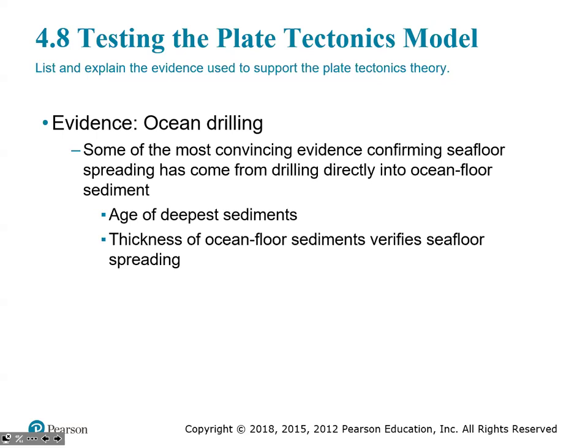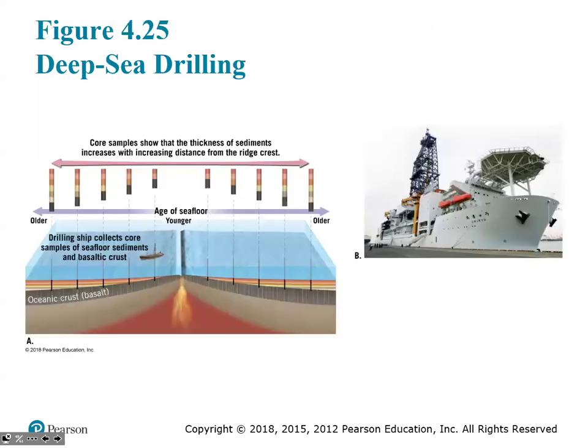So some of the most convincing evidence confirming seafloor spreading came from drilling directly into ocean floor sediment and dating it. We found that the age of the deepest sediments was surprisingly young, and that the thickness of the ocean floor sediments verifies seafloor spreading. The sediments are thinner near the oceanic ridges, the spreading zone, and they get thicker as you move away. So we see, as you go from the seafloor spreading, the seafloor here is younger, and it gets older and older as we travel away. So we find that the Atlantic Ocean is all less than maybe 180 million years old.